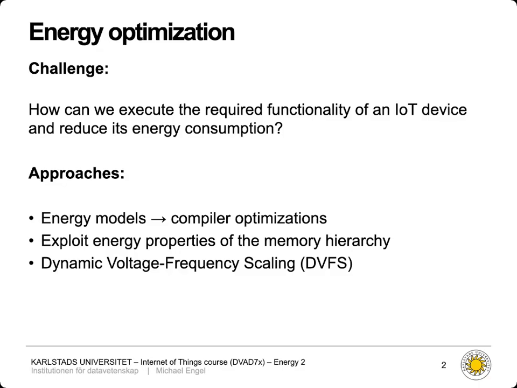Then, also related to compiler technologies, we try to exploit energy properties of the memory hierarchy. So in modern computing systems, you not only have processor registers and main memory, but you have several levels of memory in between. These are usually caches. Caches are not very energy efficient, so an alternative to caches are scratchpad memories: small, fast, but also very energy efficient static RAMs, which are somewhere on a level between the RAM and your processor registers, and these can be used to optimize energy consumption.